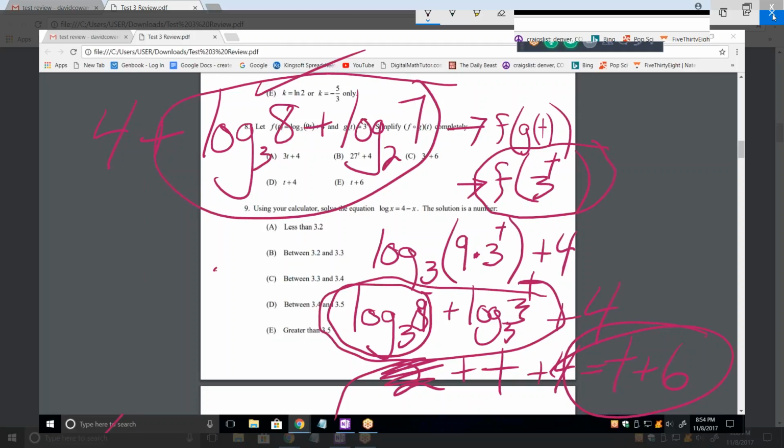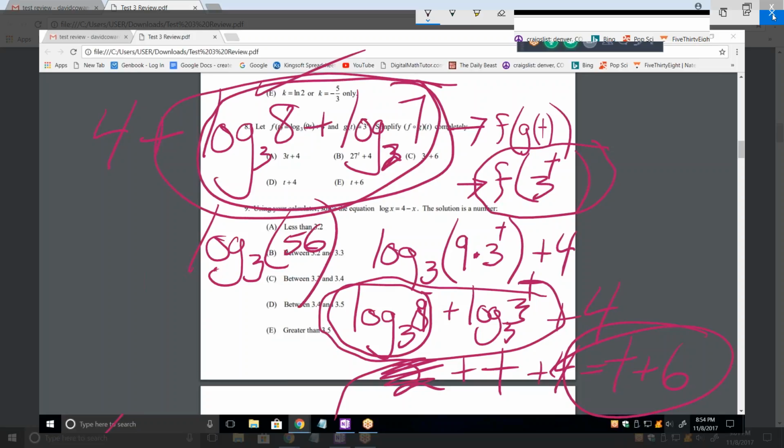But let's say instead of log base 2 of 7, it's log base 3 of 7. Then I can combine those two logs into the log base 3 of 8 times 7, which is 56. So let's say the 4 was log base 3 of 7 and the 2 was log base 3 of 8, like we substitute. Then it'd just be t plus log base 3 of 56, which would be the simplest answer. Yeah. Okay. Cool.